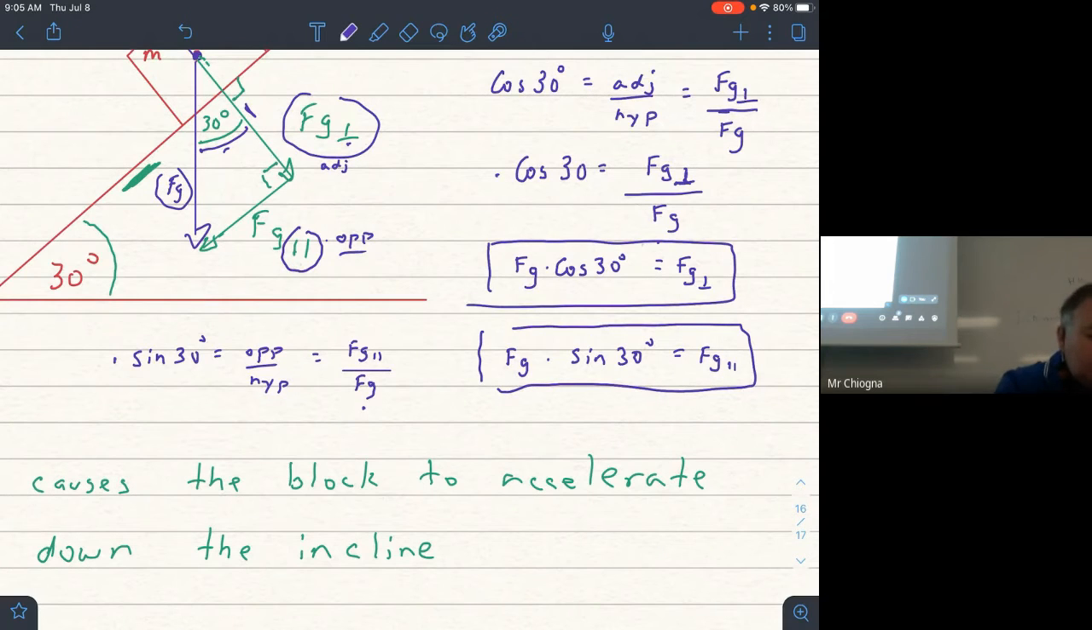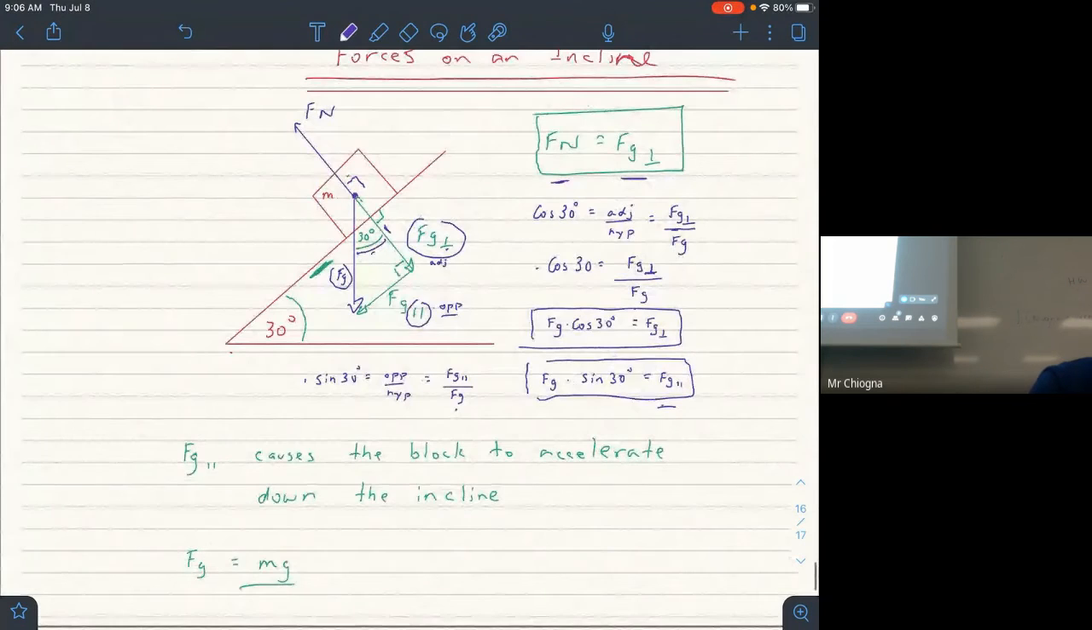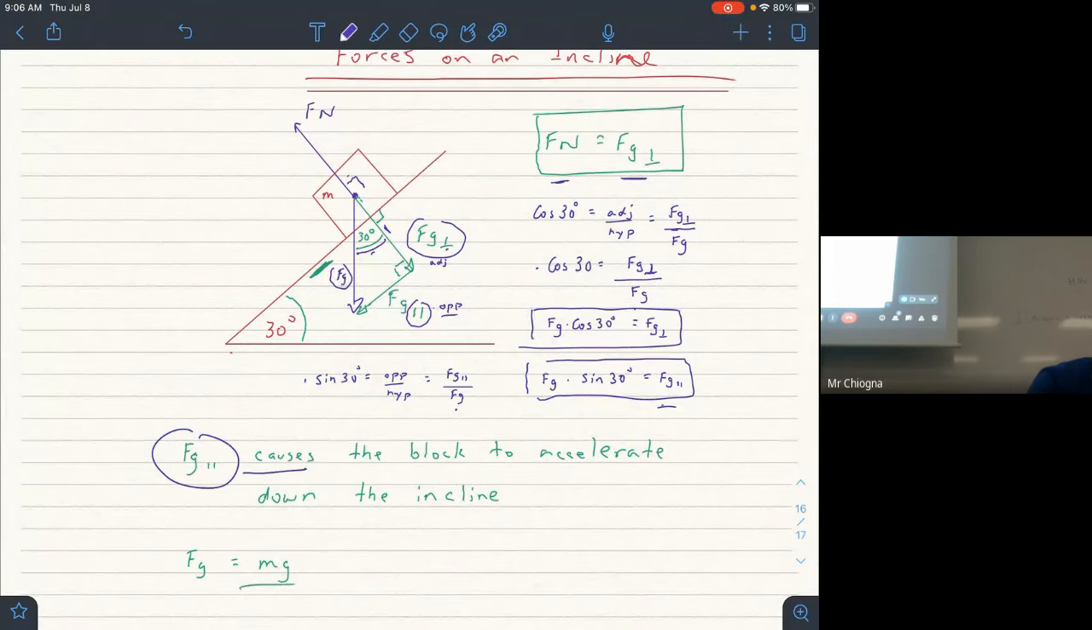Why is FG parallel important? Because that's what's tugging it down the hill. Pulls it down the hill. Not FG completely, but just part of it, the parallel component. Like I said here, FG parallel causes the block to accelerate down the incline.